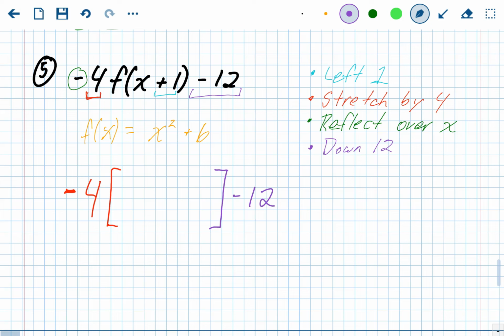So the a value and the k value are always on the outside parts. The inside part is always what you start with. You always start on the inside. The inside part is f of x plus 1. So you would take the original function, and wherever you see x, you would plug in that x plus 1. So instead of x squared plus 6, on the inside it's going to be x plus 1 squared plus 6.